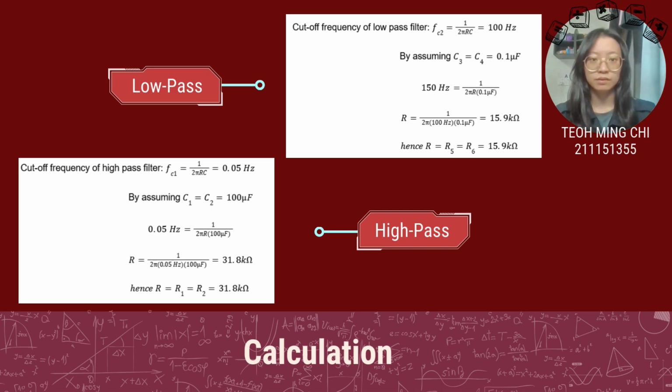As we said, the cutoff frequency of the low-pass filter is 100 Hz, and by assuming capacitors 3 and 4 equal 0.1 μF, substituting all the values given into the formula, F equals 1 over 2πRC, we get R5 equals R6 equals 15.9 kilohm. And it's the same concept for the high-pass filter. As we said, the high-pass cutoff is 0.05 Hz, and assuming capacitors 1 and 2 equal 100 μF, we substitute all the values and we get that R1 and R2 equal 31.8 kilohm.